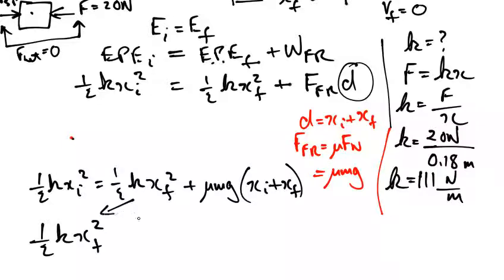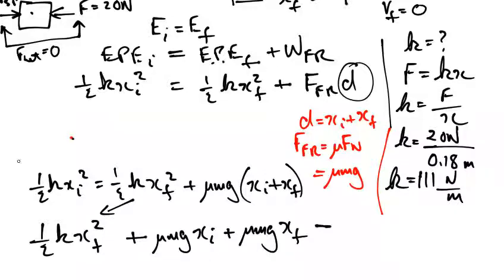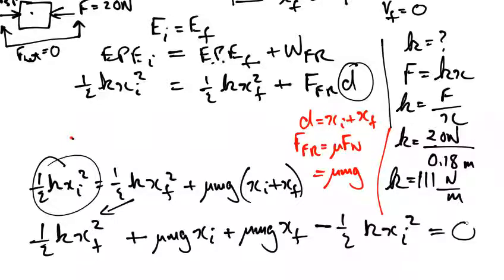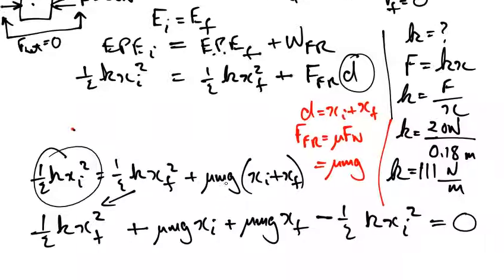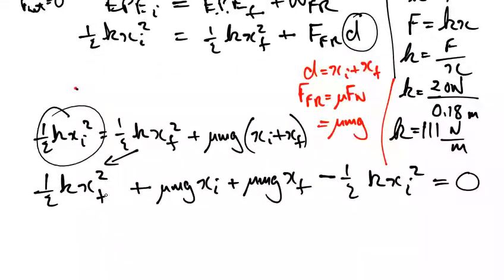So rewriting it, 1/2 k xf squared. I'm just taking this term over there, and then I'm going to go plus mu mg xi plus mu mg xf, and then I've got minus this term here, which is 1/2 k xi squared, and that's all going to equal 0. Now, why did I set it all equal to 0? Because I recognize this is actually a quadratic.